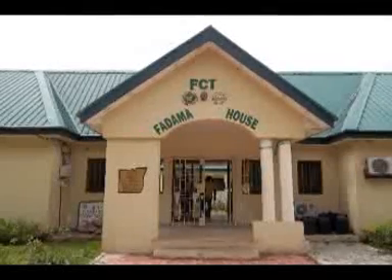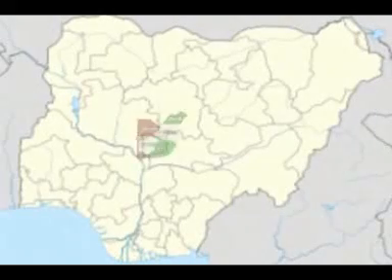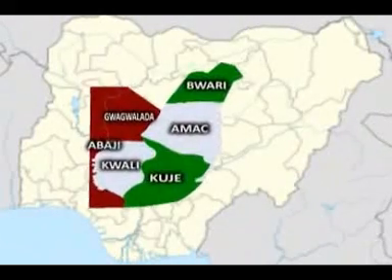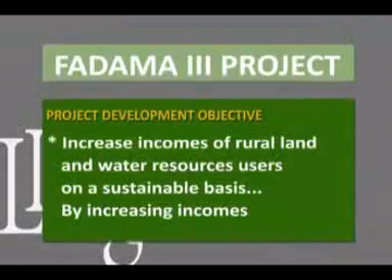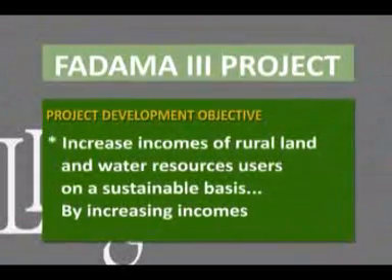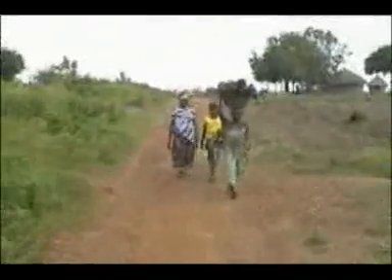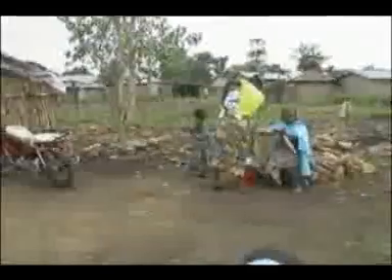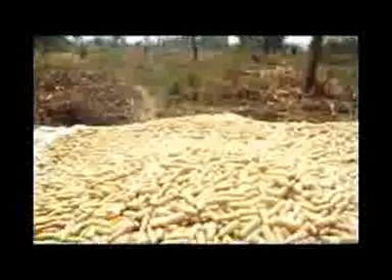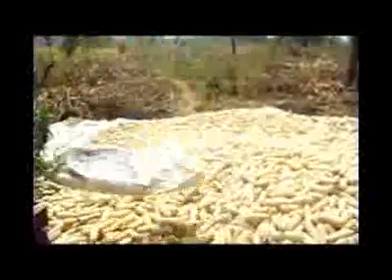The Fadama 3 project is implemented in 36 states and the Federal Capital Territory, FCT. The project's development objective is to increase incomes of rural land and water resources users on a sustainable basis. By increasing their incomes, the project will help reduce rural poverty, increase food security, and contribute to the achievement of a key Millennium Development Goal, MDG.